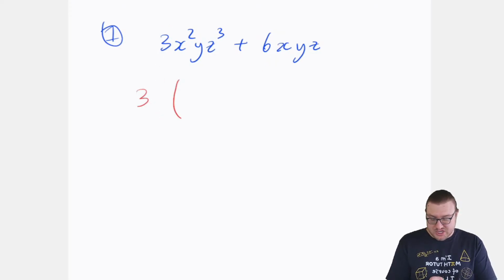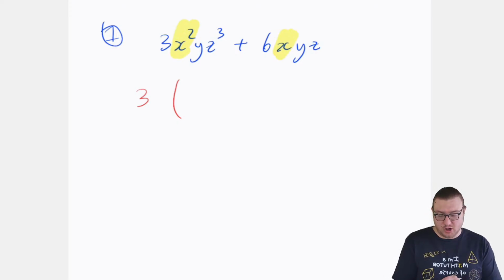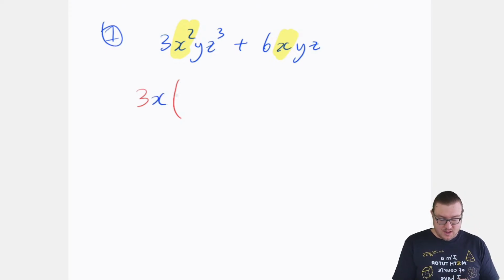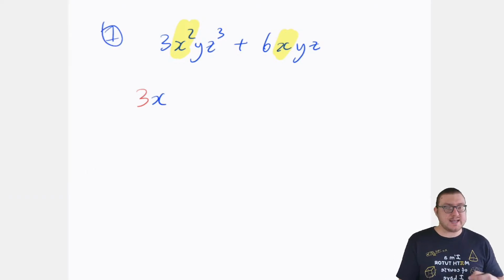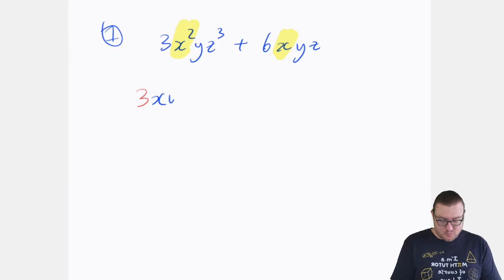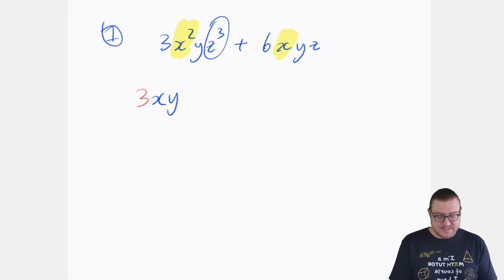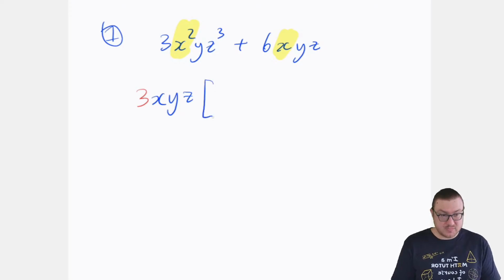Now, we're going to check all of the variables as well. Here we have x squared and x. So what do they have in common? They both have exactly 1 x in common. I should take that one away. Now let's have a look at the y's. Again, both of them have exactly 1 y. And the z's, well, we have 3 z's here and 1 here. So we have 1 z that we can take out.